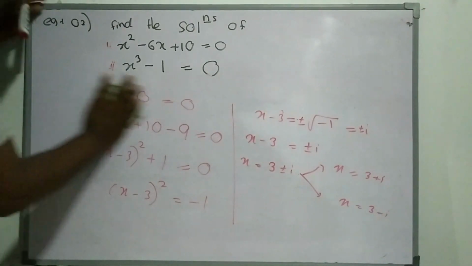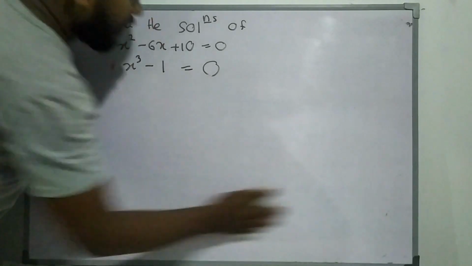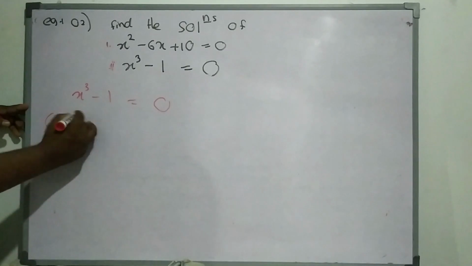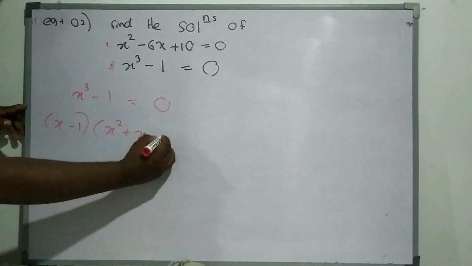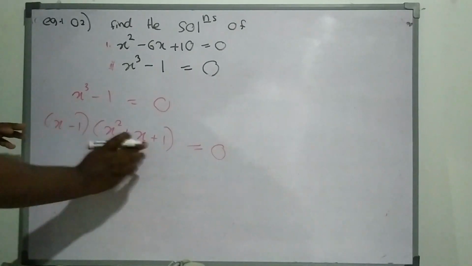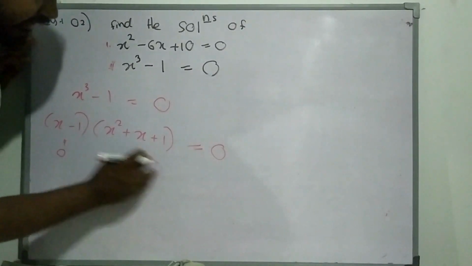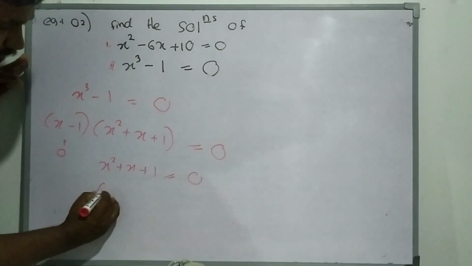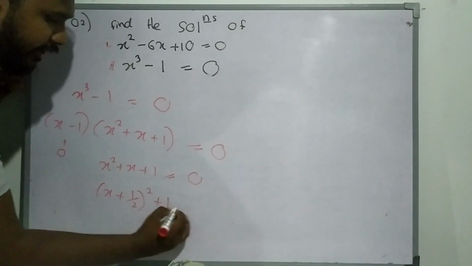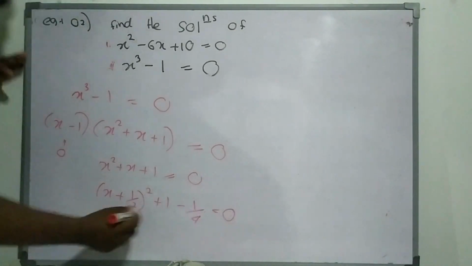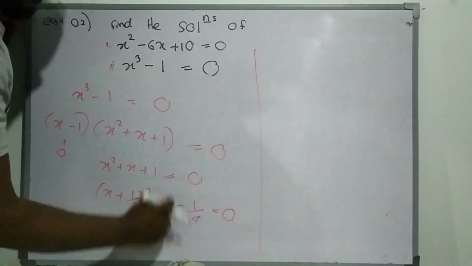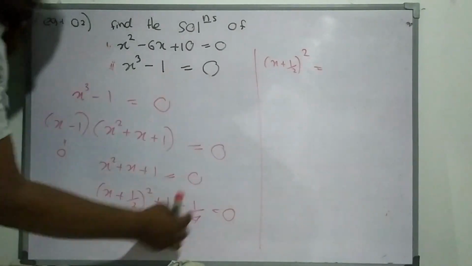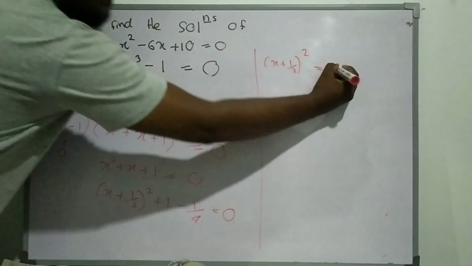The second equation, x cubed minus 1 equals 0. So it's (x minus 1)(x squared plus x plus 1) equals 0. Here, x squared plus x plus 1 equals 0. I'm going to complete the square: minus 1 over 4 on the other side, so (x plus half) squared equals minus 3 by 4.